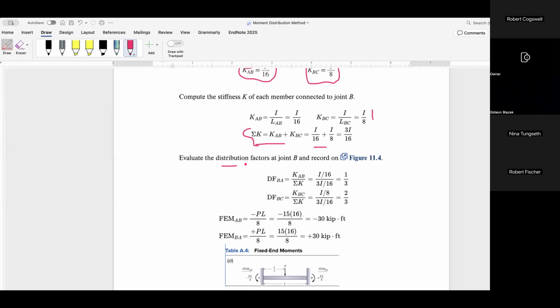And what will be the distribution factor? The distribution factor equation: DF means distribution factor, equal to the stiffness of the specific bar you are going to compute divided by the total stiffness. For example, here for bar AB, the stiffness of AB divided by K total. I don't want to write it here, it's written: AB bar divided by K total.